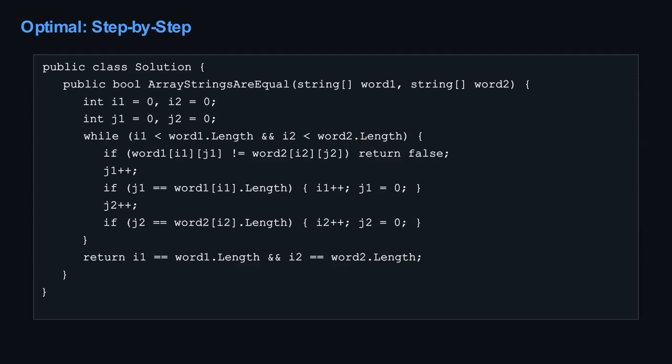Next, word1 at I1, J1, C, compares with word2 at I2, J2, C. Match. Advance J1, J2. Both J1 and J2 are now at the end of their respective current words. We increment I1 and I2, resetting J1 and J2. Both I1 and I2 have now reached the end of their arrays. The loop terminates. Since both I1 and I2 successfully reached the end of their word arrays, it means all characters matched. Therefore, the function returns true, correctly indicating that the two string arrays are equivalent.